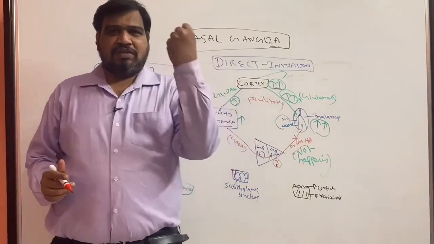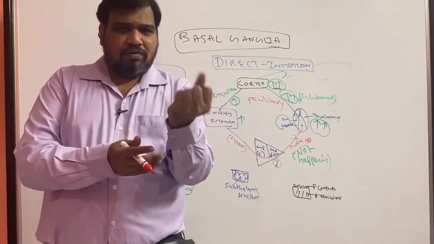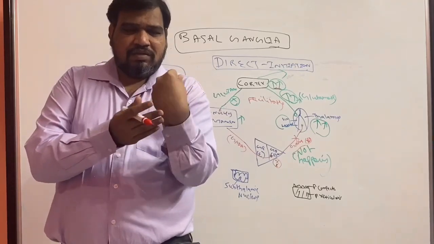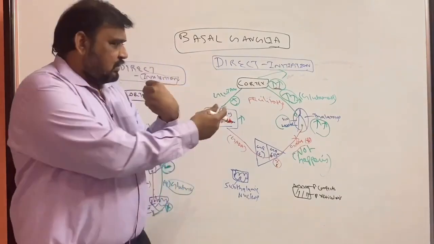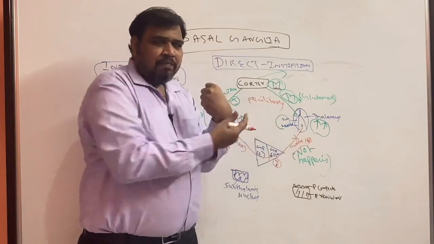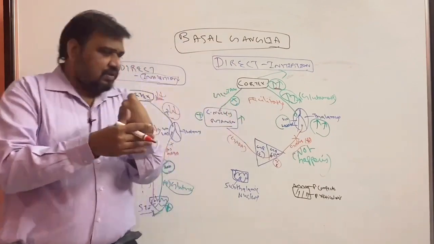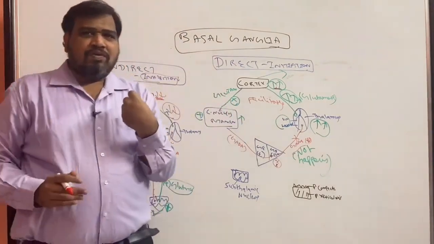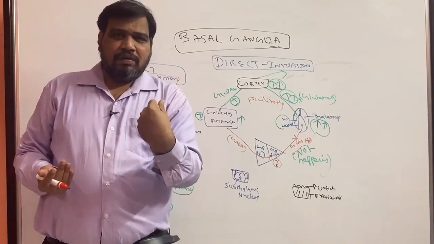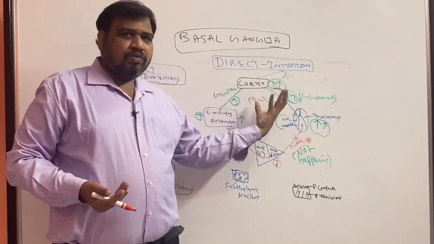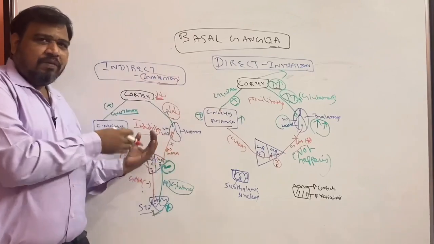So if I want to flex my wrist, for flexing of the wrist, the direct pathway is involved. But to prevent the flexion of wrist, indirect pathway is involved. So how to know that if I flex my wrist, only the direct pathway is going to come into play and indirect pathway will be inhibited.